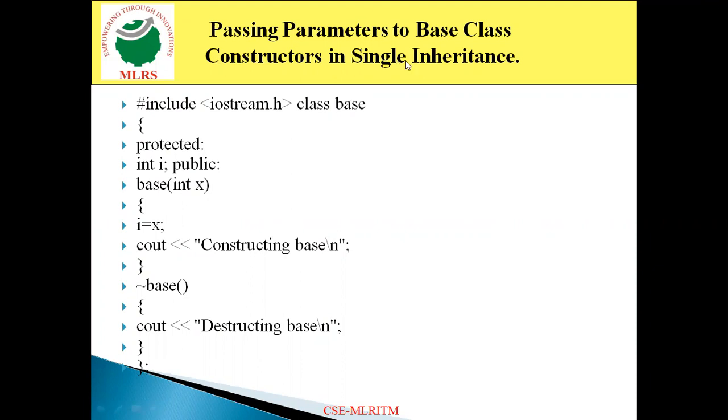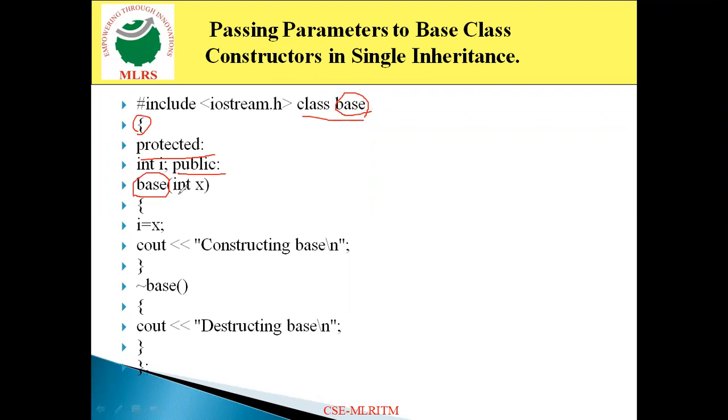Now look at this particular example. Here first we define a class base, then open brace, then specify protected. In the protected mode, I am specifying one variable, int i. Then in the public section, I define the constructor. Now look at this base, which is the same as the class name. So the function name is the same as the class name, so it is a constructor.